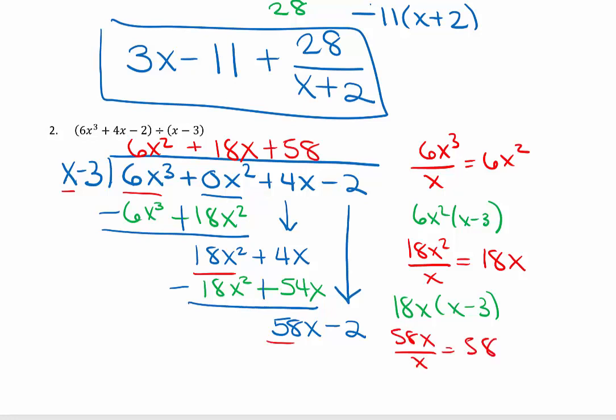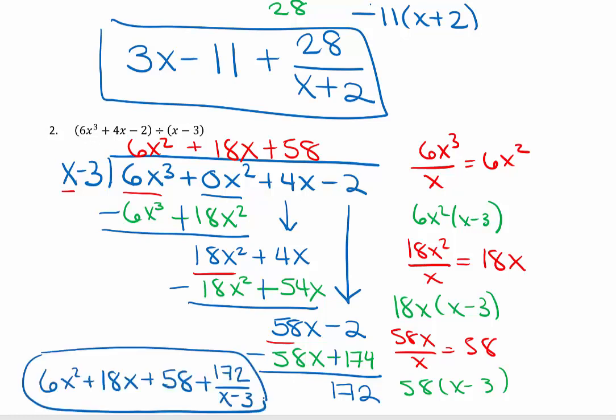58x divided by x is 58. We multiply. 58x minus 174 and subtract to find the remainder. There's no more terms left, and so I have got my answer. I'll write the quotient followed by the remainder over the divisor.